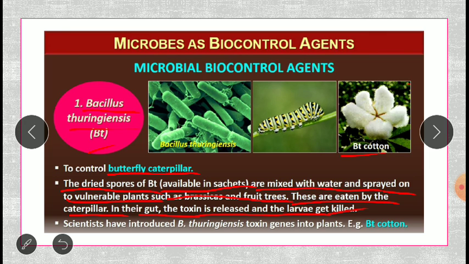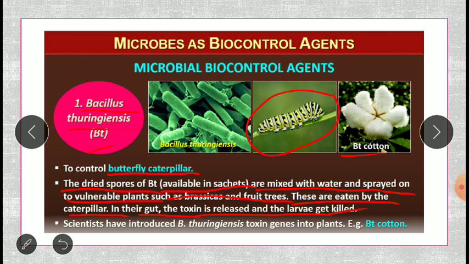So these toxins are going to be harmful only to the caterpillar larvae when it goes inside the stomach of the caterpillar larvae, wherein the alkaline pH is there. Alkaline pH means a basic pH is there in the caterpillar stomach, that is in the digestive tract. Basic pH, alkaline pH is there, and this Bacillus thuringiensis gets activated and releases the toxin, which goes inside the caterpillar, that is inside the butterfly larvae.